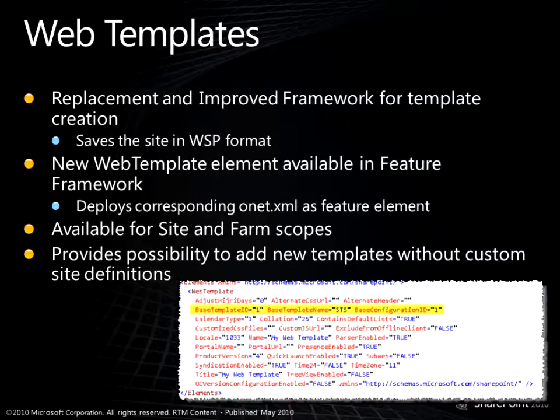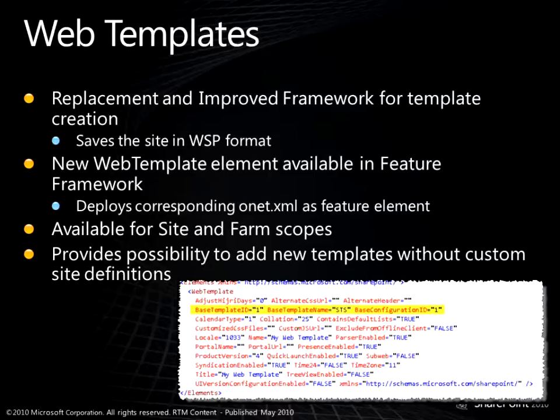One of the really cool new functionalities in SharePoint 2010 is the new web template element in the feature framework. The web template element is used, for example, out-of-the-box to replace the old site template format. In previous versions, saving a site as a template produced an STP file, which had direct dependencies on a site definition, and the file declared the differences compared to it.